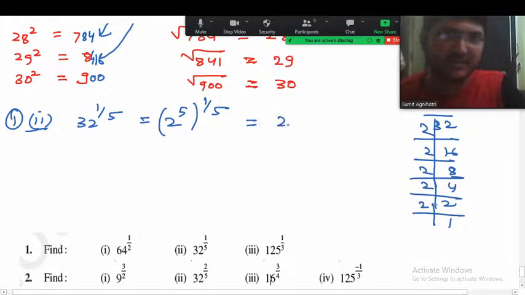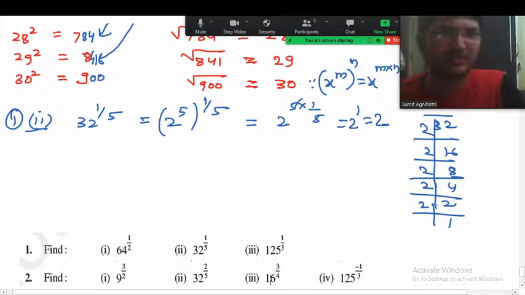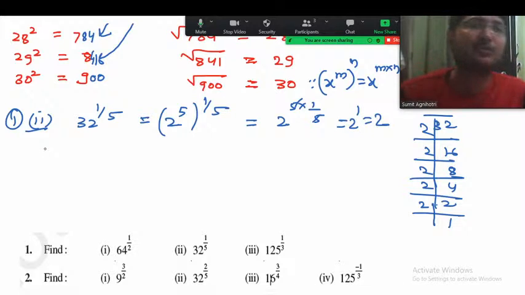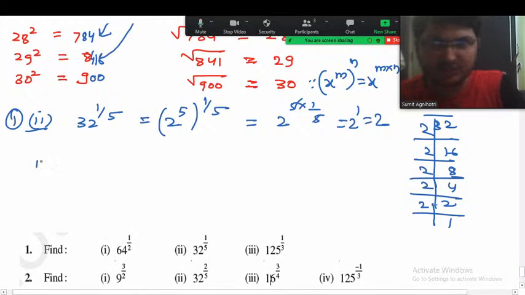That means further if you use the rule, which rule? x raised to the power m, raised to the power n, is x raised to the power m into n. You will write it as 5 into 1 over 5. That means you got power 1 only, and 2 is your answer here. It is also known as the fifth root of 32. Similarly, we have square root, that is second root, cube root, that is third root. Similarly, we may have fourth root, fifth root, but we generally deal with square root and cube root.